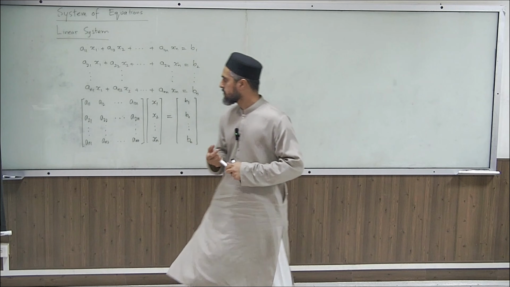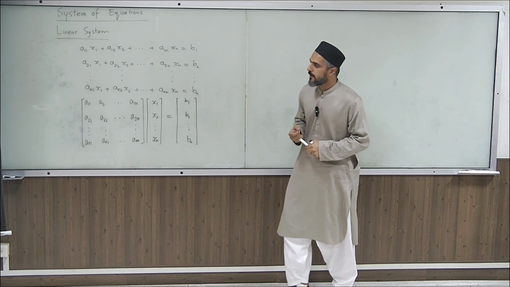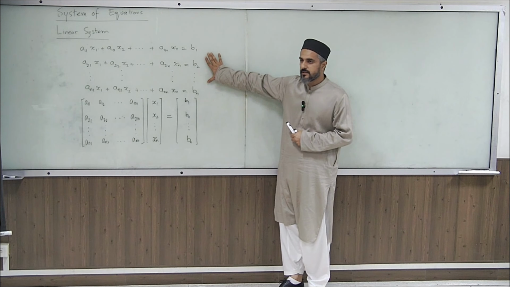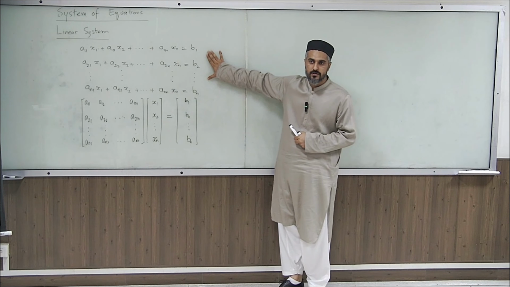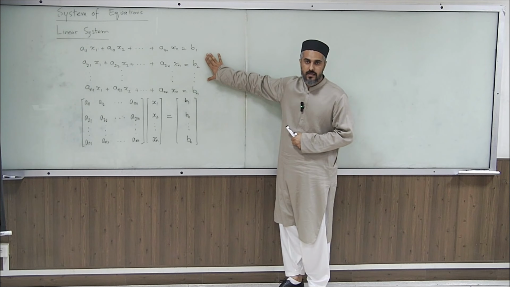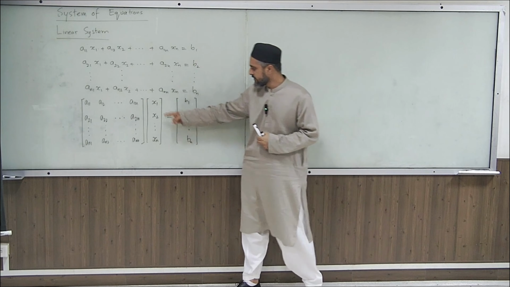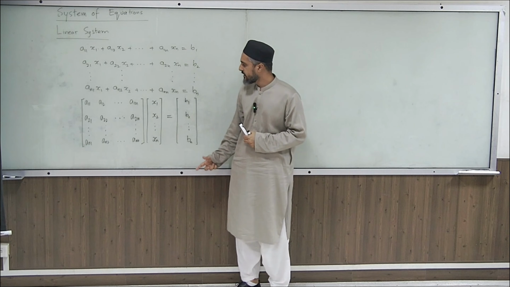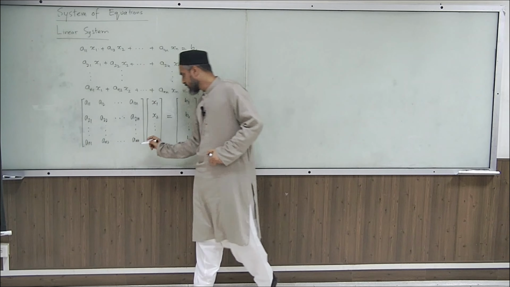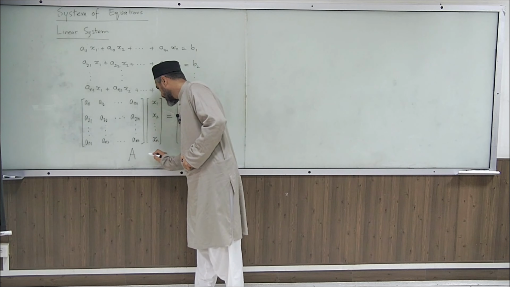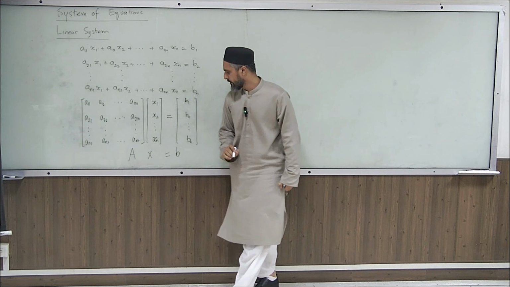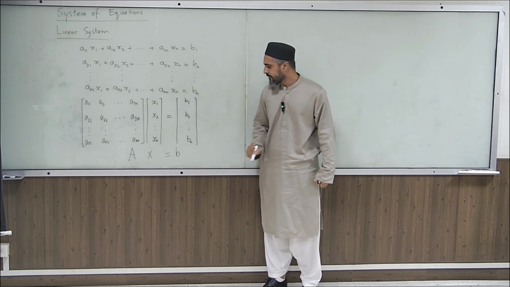First of all, this is a linear system. Generally speaking, that's how the linear system will look, with n equations and n unknowns. So we have n unknowns, namely x1 to xn, and this is the coefficient matrix, and this is called the right hand side. And we normally write this as Ax equals b.